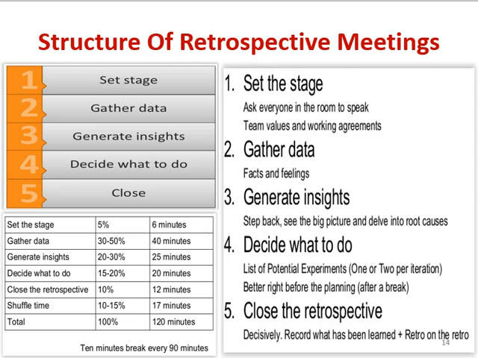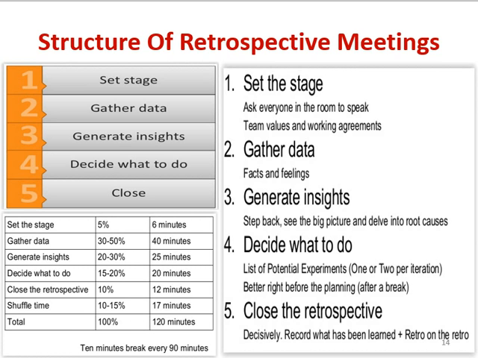So what is this retrospective meeting? We generally have these 5 steps or a structure which can define the retrospective meeting. The number 1 is set the stage. Ask everyone in the room to speak, because Agile says communicate, communicate, communicate. Ask everyone in the room to speak, team values and working agreements. The next level is gather data, which is based on facts and feelings.